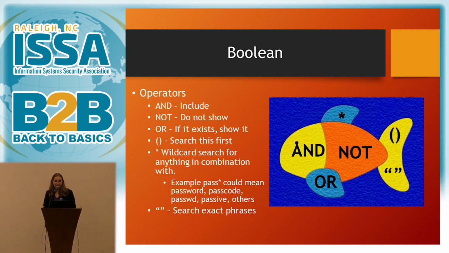Boolean. We talked a little bit about Boolean: and, not, or. We can also use parentheses. Search this first. So kind of like a math problem, you put it in parentheses, you search it first. Wildcard searches for anything. Search the exact phrases. Like if I want CISSP and Security Plus or versus Security Plus, I can put quotes around it.